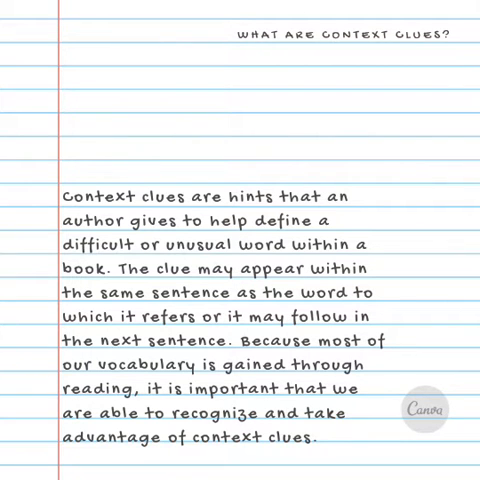Context clues are hints that an author gives to help define a difficult or unusual word within a book. The clue may appear within the same sentence as the word to which it refers, or it may follow in the next sentence. Because most of our vocabulary is gained through reading, it is important that we are able to recognize and take advantage of context clues.